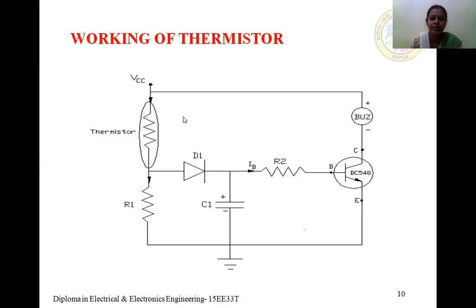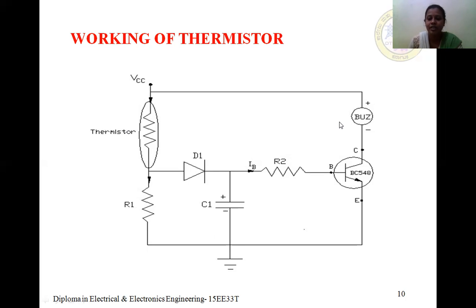As shown in the figure, this is the thermistor and this is the resistor R1, diode D1 is connected, capacitor C1 and resistor R2, and one transistor, and this is the buzzer. This thermistor is used for fire detection. Whenever there is a fire, this thermistor gets sensed and gives the signal to the transistor. This transistor makes the buzzer switch on.